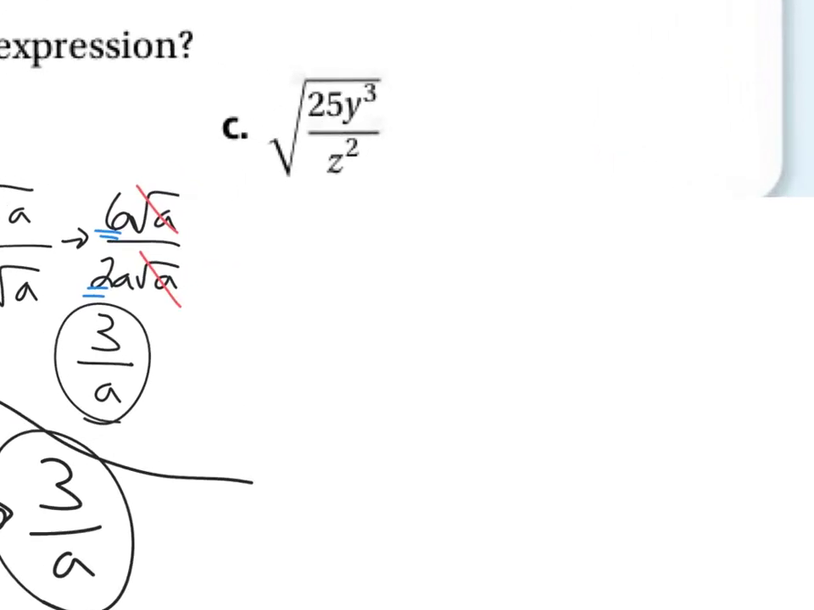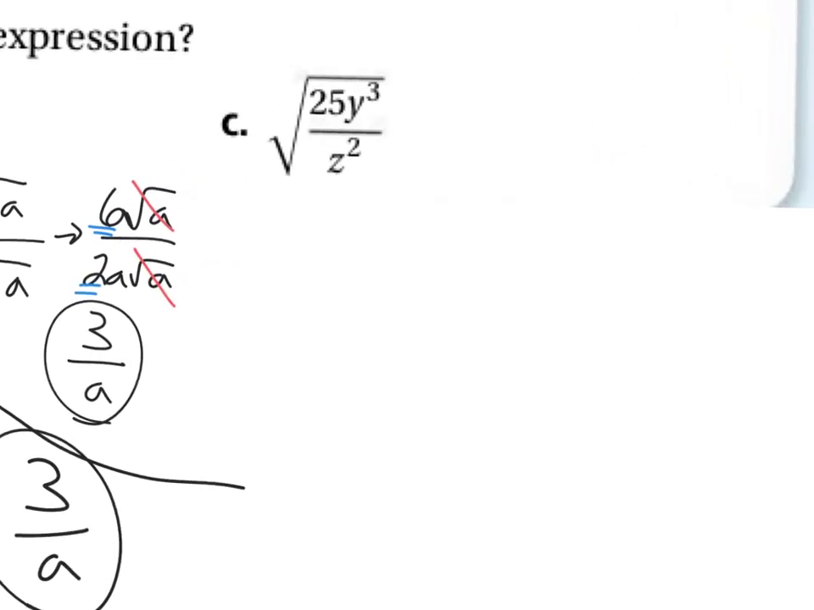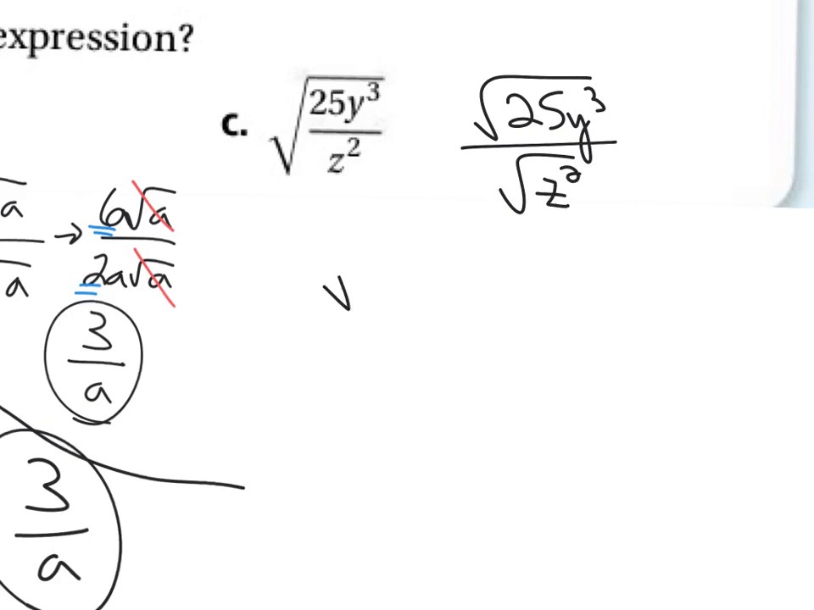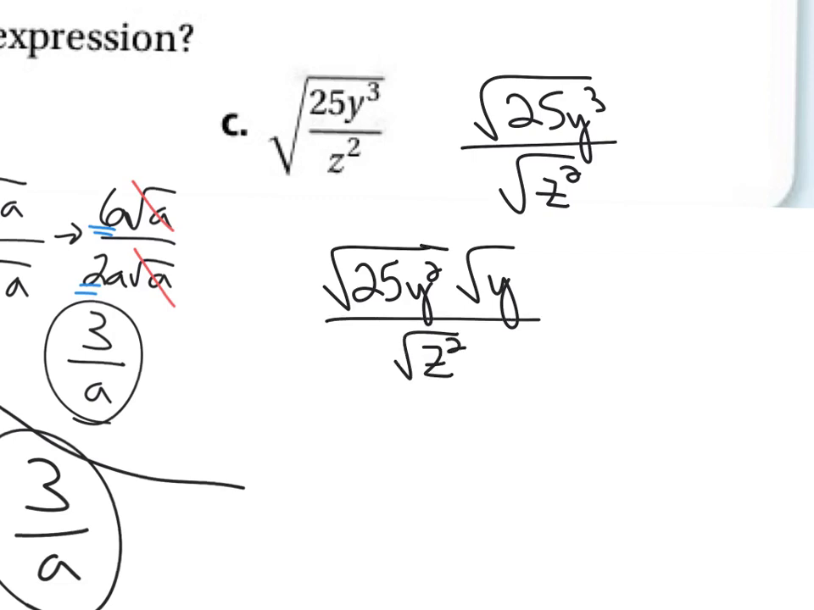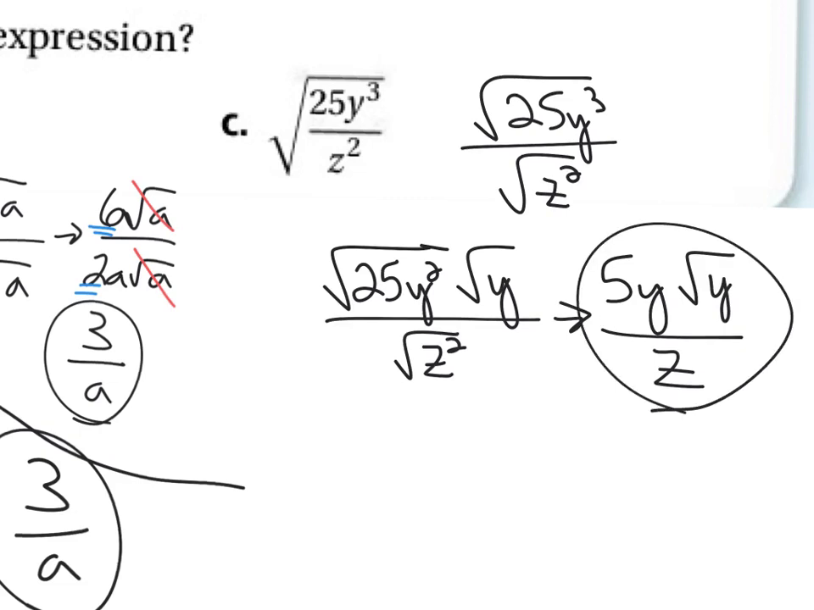Then part C, same idea. We can split this up. There's nothing even that we would have an option of reducing ahead of time. So you can split this up, and then just think about each part as a separate problem. So try to pull out perfect square stuff. And then that's going to be all we can do with this one.